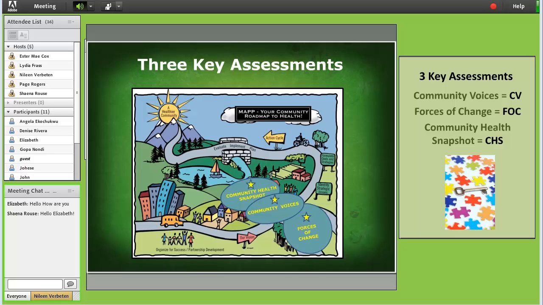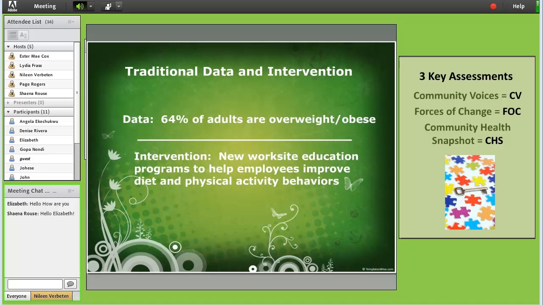So I'd first like to start talking about the importance of using multiple assessments and the benefits of what you get from that. And to illustrate that, I'd like for you just to look at this slide, and you'll see some very typical health assessment data. And in this particular community, 64% of the adults are either overweight or obese.